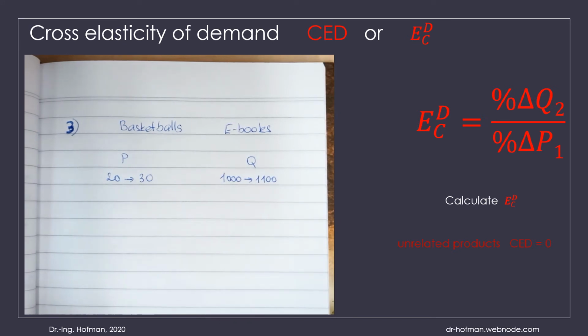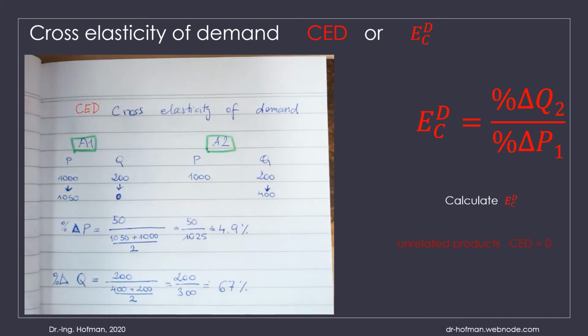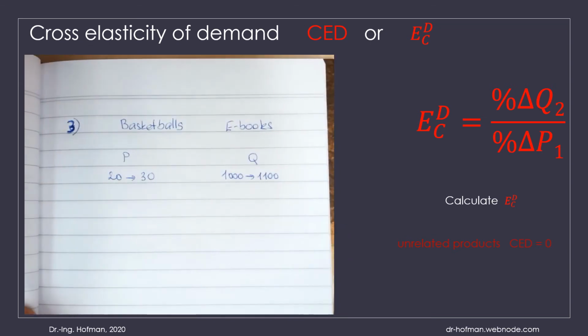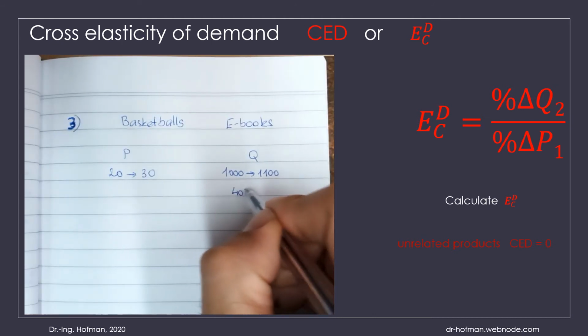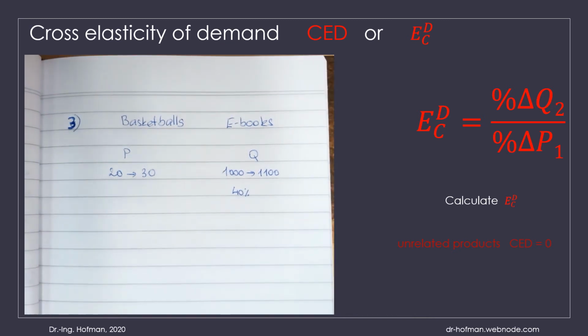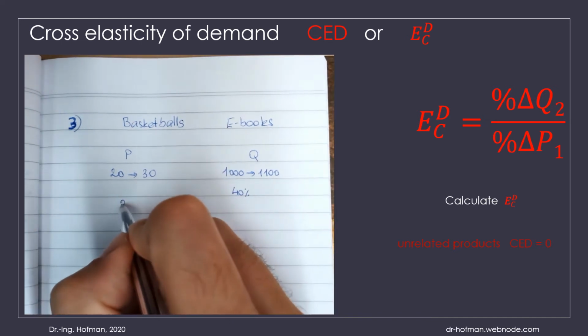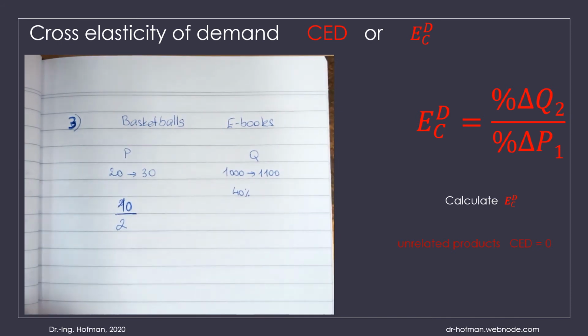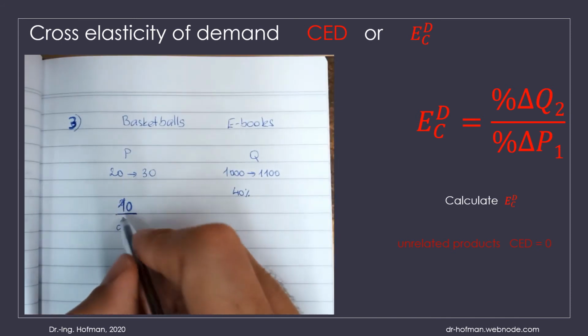So far, we've been focused on the elasticity of demand. For the basketballs, the price change is 10 over 25, which is a 40% increase. So 0 over 40%, which equals 0.